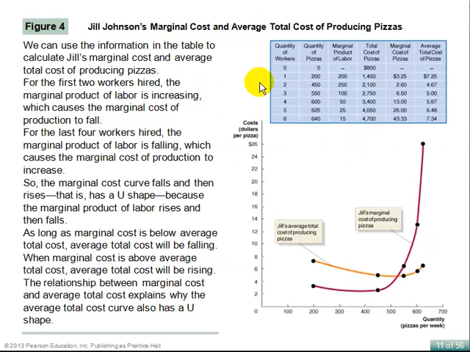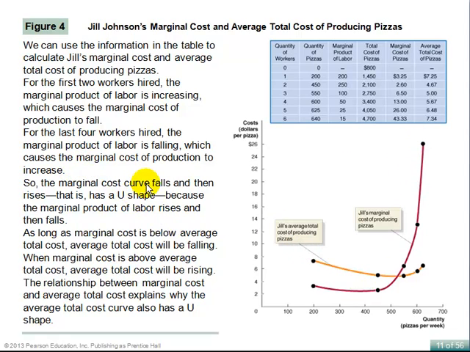So we can use the information in the table to calculate Jill's marginal cost and average total cost of producing pizza. For the first 2 workers hired, the marginal product of labor is increasing due to the division and specialization of labor. This causes the marginal cost of production to fall. For the last 4 workers hired, the marginal product of labor is falling because of the law of diminishing returns, which causes the marginal cost of production to increase.